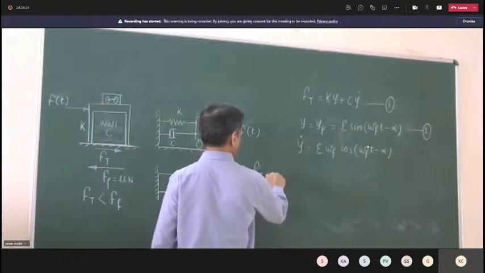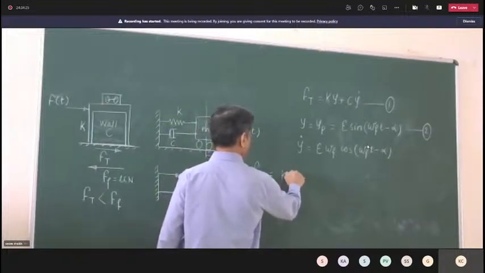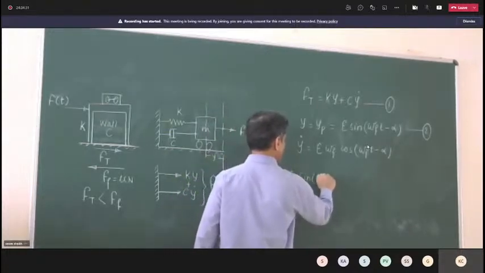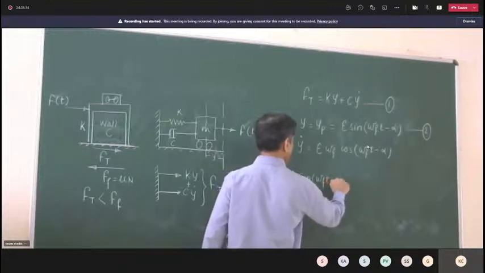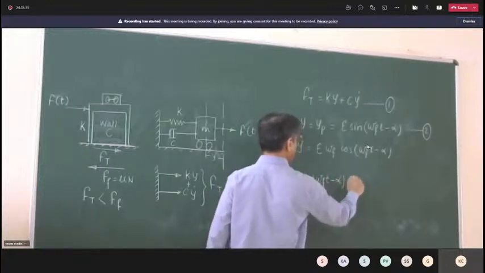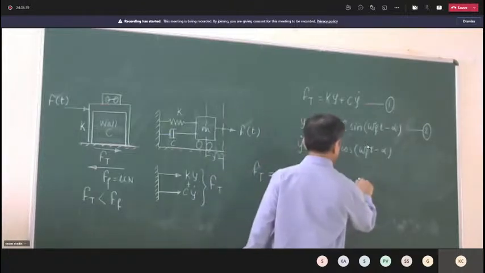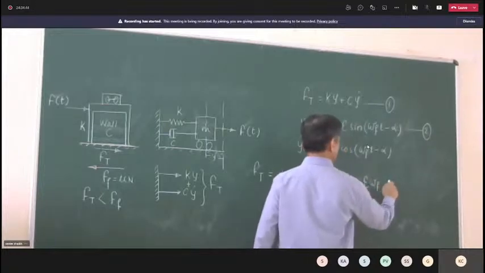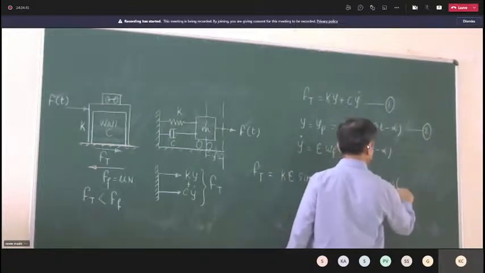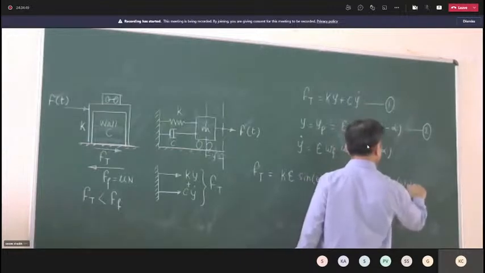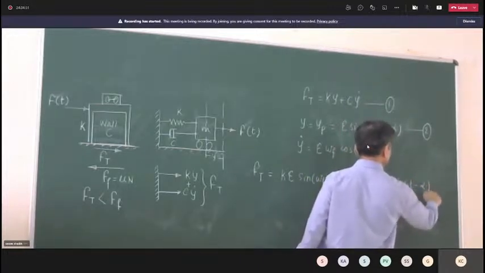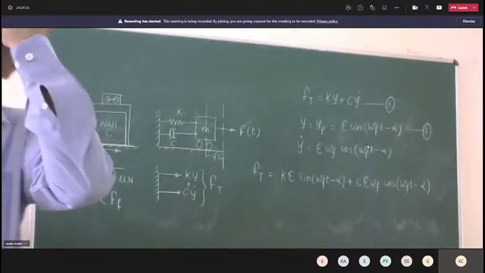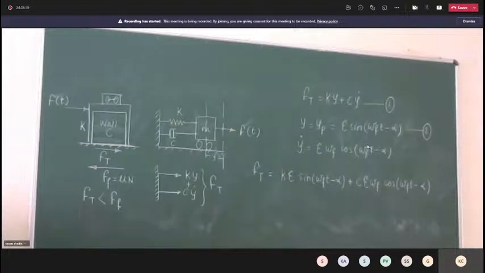Force transmitted to foundation is A into B sine omega f t minus alpha plus C into E omega cos omega f t. Is it? Okay.